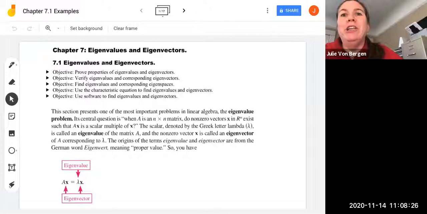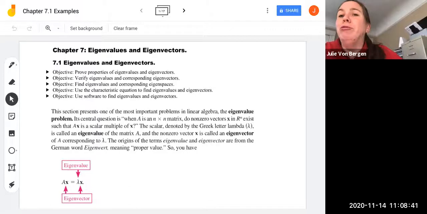In this video, we begin chapter 7, covering section 7.1, Eigenvalues and Eigenvectors. In the series of videos for section 7.1, we have the following learning objectives. Again, these will be spread out over 3 videos.